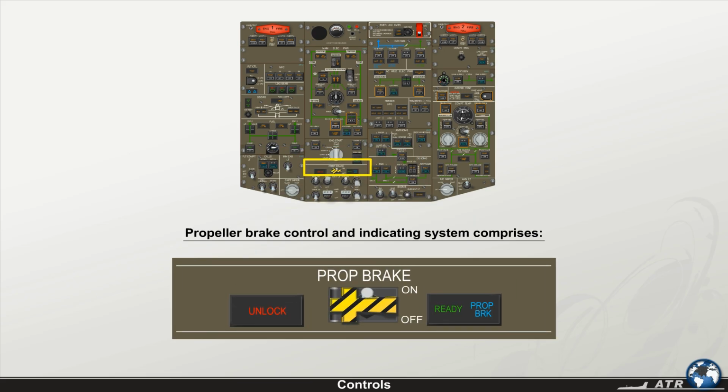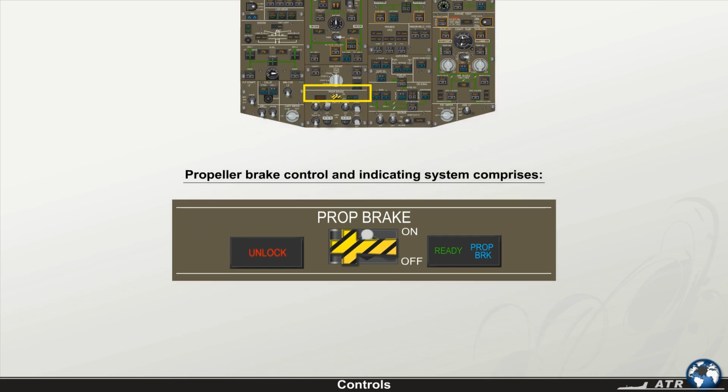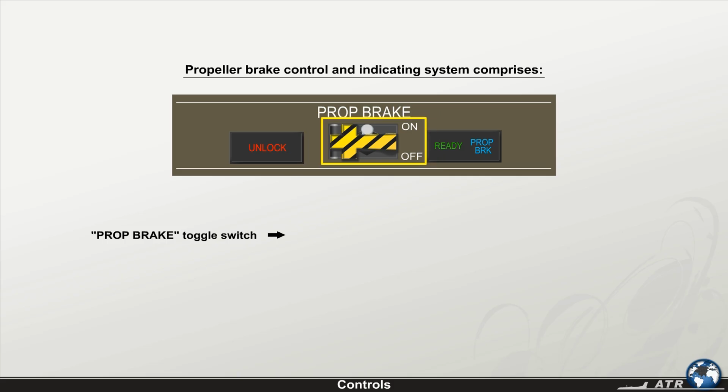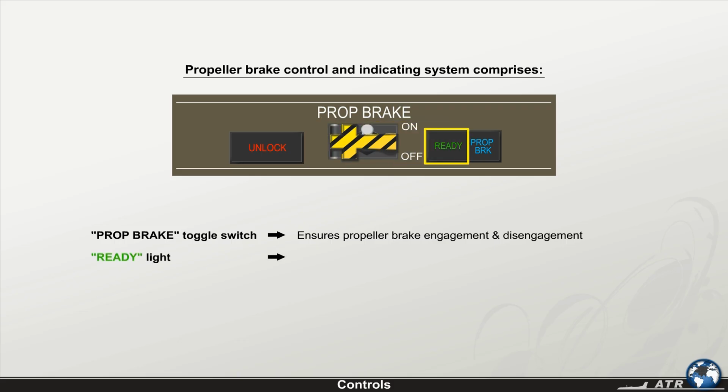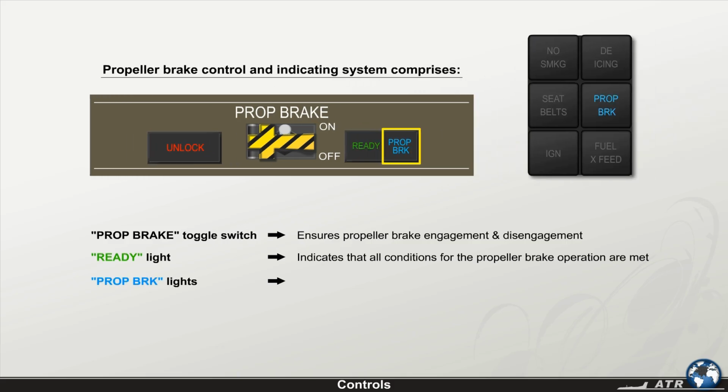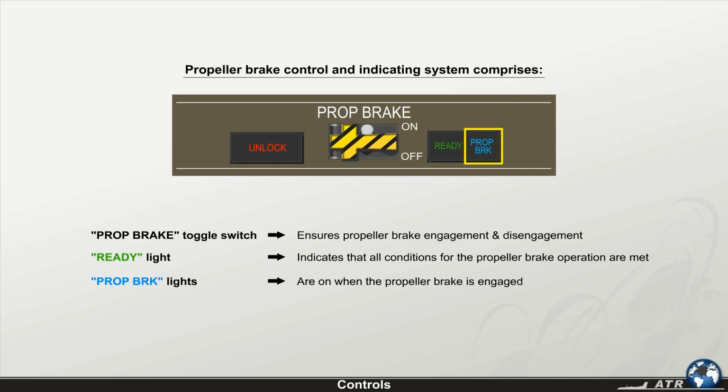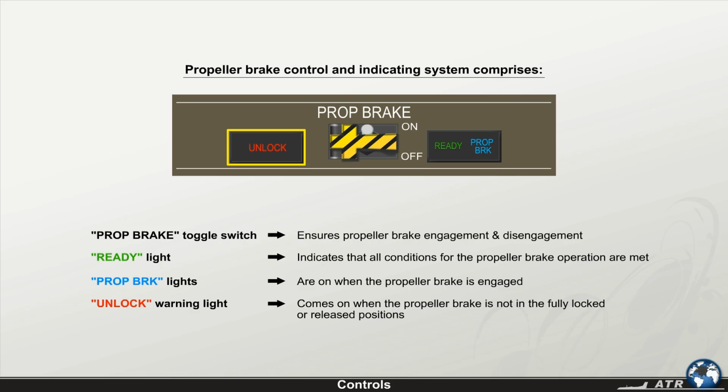The propeller brake control and indicating system comprises the guarded prop brake toggle switch that ensures propeller brake engagement and disengagement; the green ready light, which indicates that all conditions for the propeller brake operation are met; the blue prop brake lights, one on the propeller brake panel and a second one on the memo panel, which are on when the propeller brake is engaged; and a red unlock warning light, which comes on when the propeller brake is not in the fully locked or released positions.